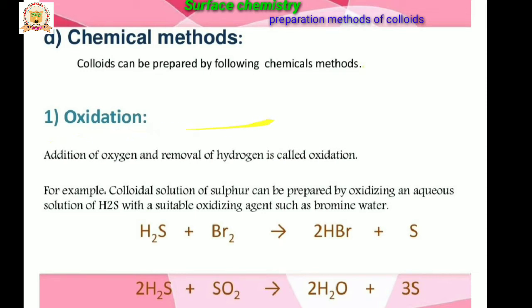In that, there are the oxidation method, reduction method, decomposition method and hydrolysis method. You all know oxidation means addition of oxygen and removal of hydrogen. For example, a colloidal solution of sulfur can be prepared by oxidizing an aqueous solution of H2S with a suitable oxidizing agent such as bromine water. Bromine water is an oxidizing agent.